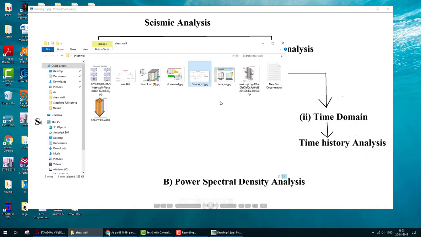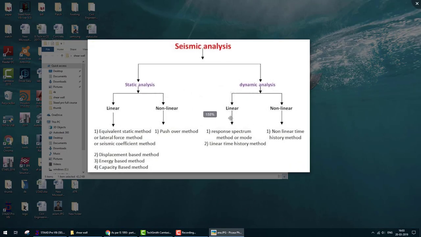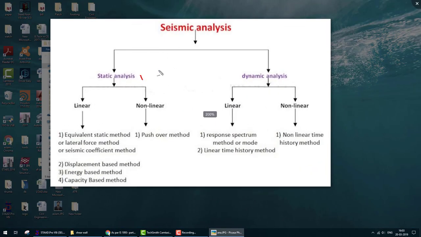One more image. In this image, seismic analysis is static and dynamic. Static we further divide into linear and non-linear. Linear methods are these, and the non-linear method is this. If we use material strength property or capacity after linearity, that analysis is known as non-linear. Same in dynamic, linear and non-linear. Linear is response spectrum and linear time history, and non-linear is the time history method. These are the methods we discuss later one by one.